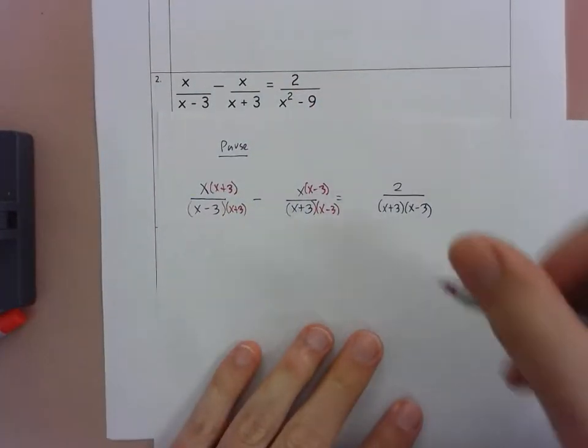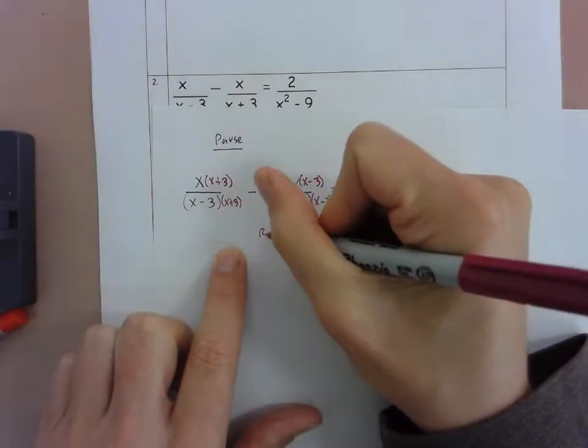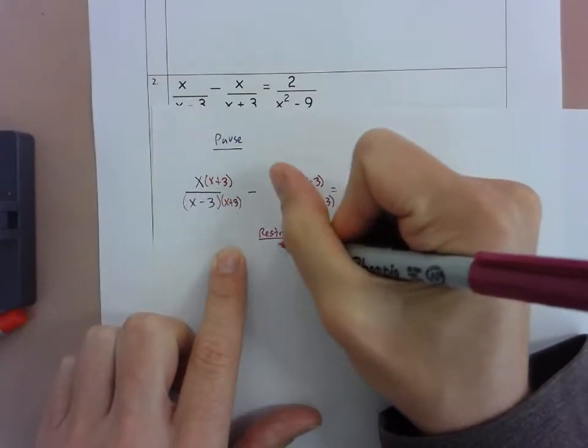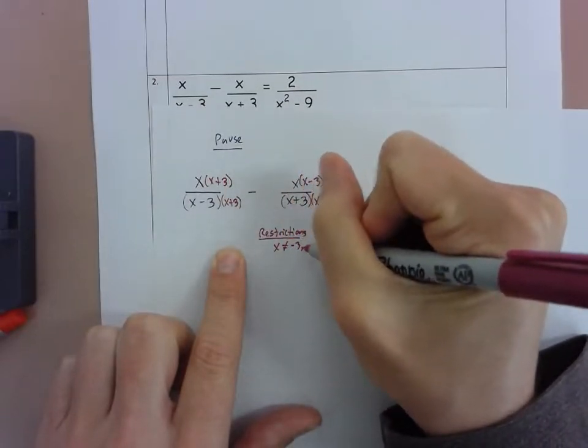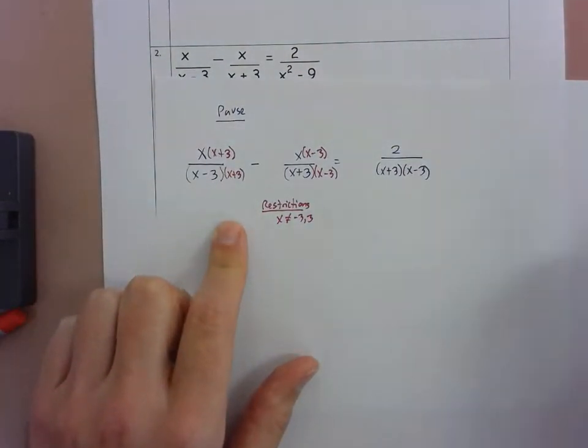Let's look at our restrictions. On the denominator, x cannot be negative 3 or 3. So my restrictions, x cannot equal negative 3 or 3. And remember, we use those when we solve the equation, look back and see if they match our solutions.